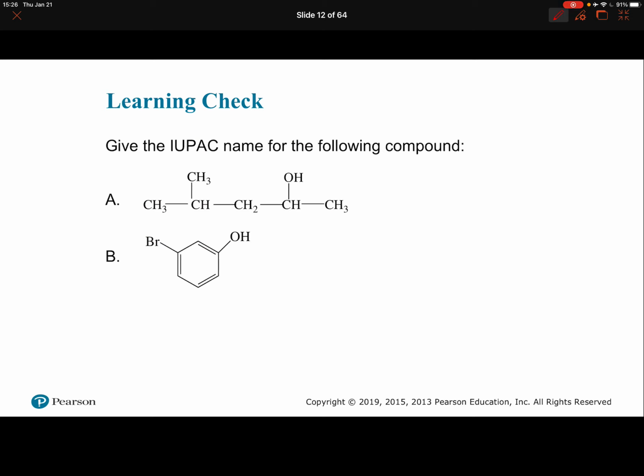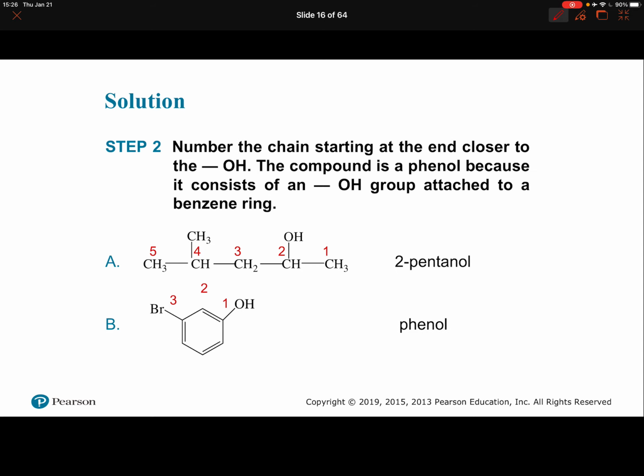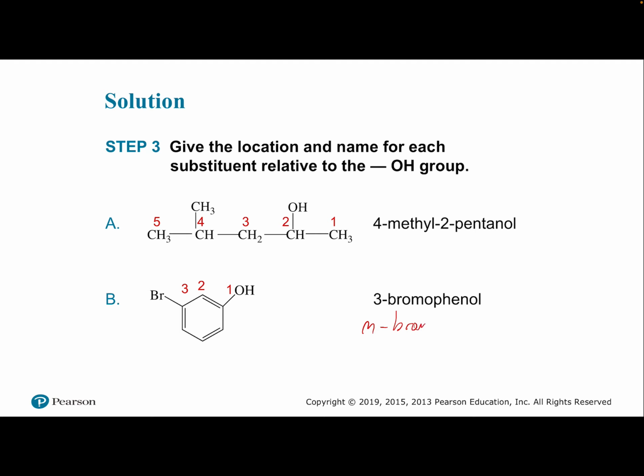All right, another learning check. This time 2 compounds. One is a benzene with an OH on it, and the other one is a variation of what we just did. So give those a shot. And hopefully you came up with those as the base names, and then 4-methyl-2-pentanol for the first compound, and 3-bromophenol, or m-bromophenol would also work.